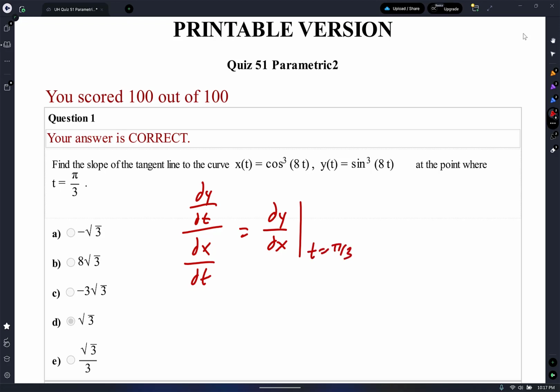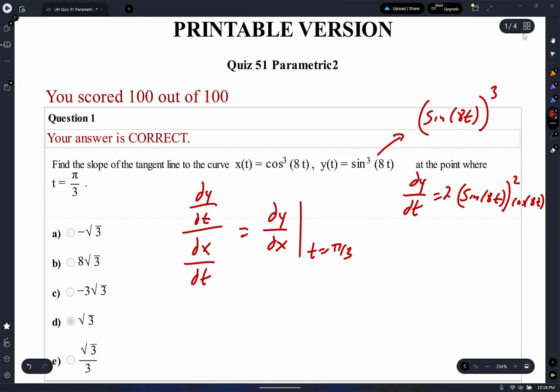We're going to take the derivative of this guy first. So dy/dt is equal to, remember that's the same thing as sine of 8t all raised to the third. So 3 sine of 8t squared. And then the derivative of sine is cosine of 8t. And then the derivative of 8t is 8. So 8 times 3, 8, 16, 24. So 24.